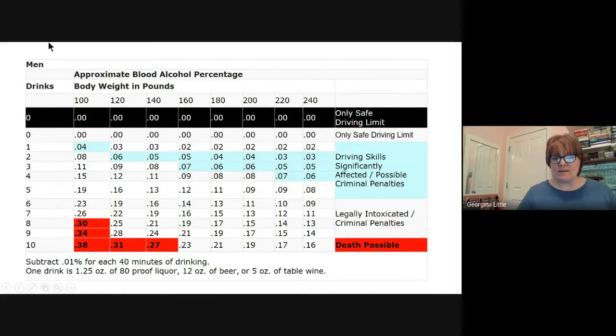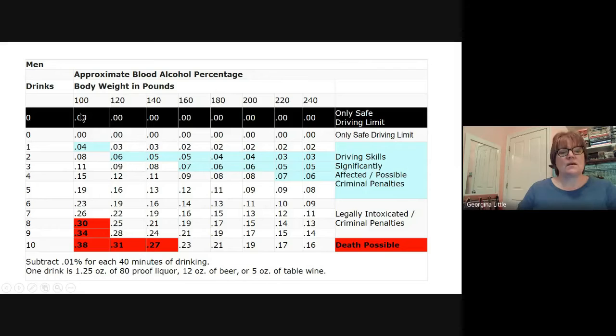This is for men because women have a different water content percentage in their body than men. So it's not only body weight, but also how much of your body is water. Women have a higher fat percentage than men do, and all the alcohol is concentrated in the water area. So women actually have higher blood alcohol contents for the same amount because it's concentrated into less volume of the water areas.